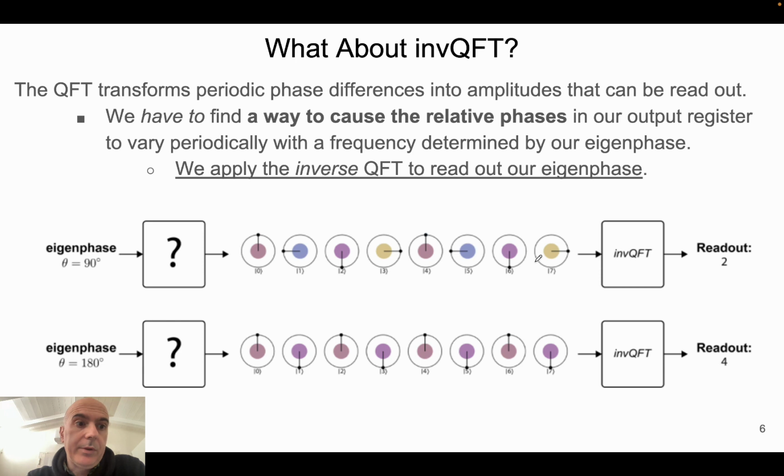As I said in the previous slides, we could rely on using the inverse QFT. The QFT transforms periodic phase differences into amplitudes that can actually be read out. So we have to find a way to cause the relative phase in our output register to vary periodically with the frequency determined by our eigenphase.